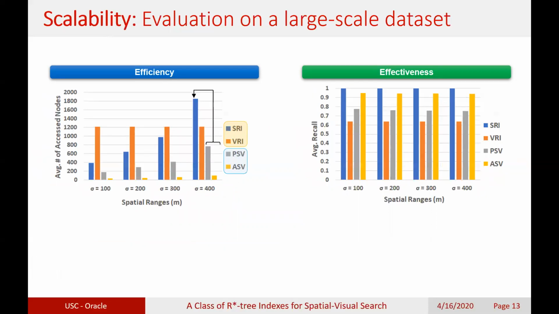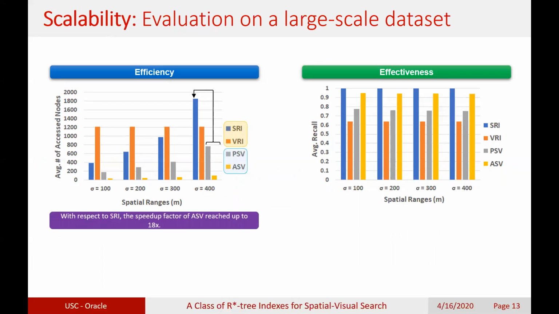Here we show the evaluation of our indexes on a large-scale dataset, the San Francisco dataset. With such a large and dense dataset, our hybrid indexes showed much better performance. In particular, ASV achieved a speedup factor of 18x and a recall score of up to 0.94.